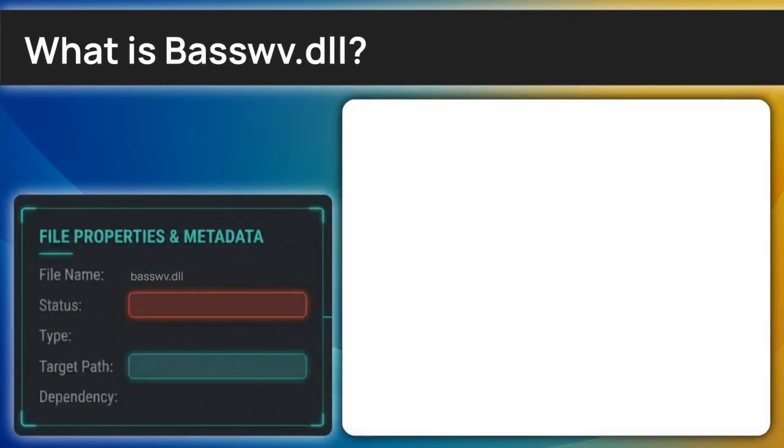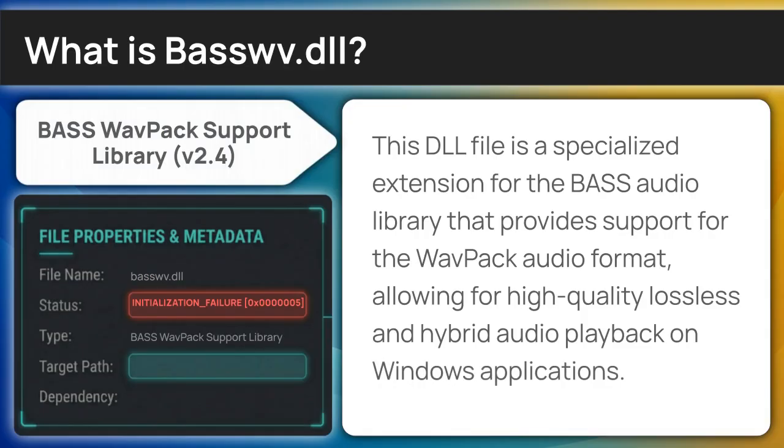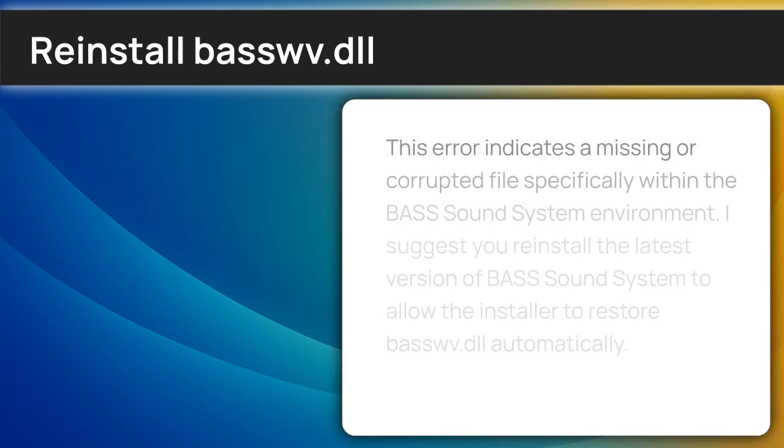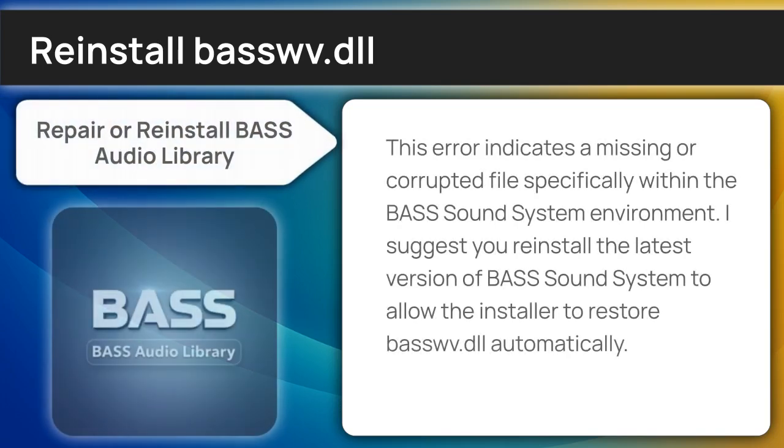This DLL file is a specialized extension for the BASS audio library that provides support for the WavPack audio format, allowing for high-quality lossless and hybrid audio playback on Windows applications. Let's get to work. We'll start with the most common fix for this specific error. This error typically means a core application file is missing from the BASS sound system installation path.